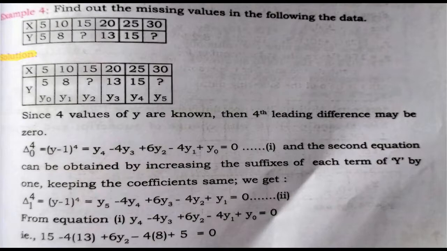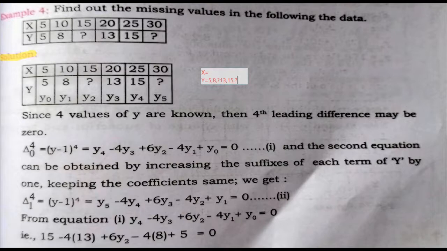I will show you. These all are the x values they have given. Along with that, they have also given the y values. Here I will write the y values. Y values are 5, 8, and one more. We have to find the y2 value. We have to find y3 13, y4 15, and the y5 we have to find out, right?